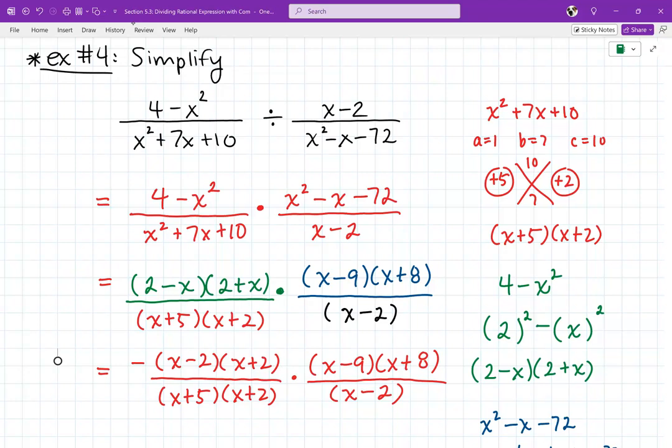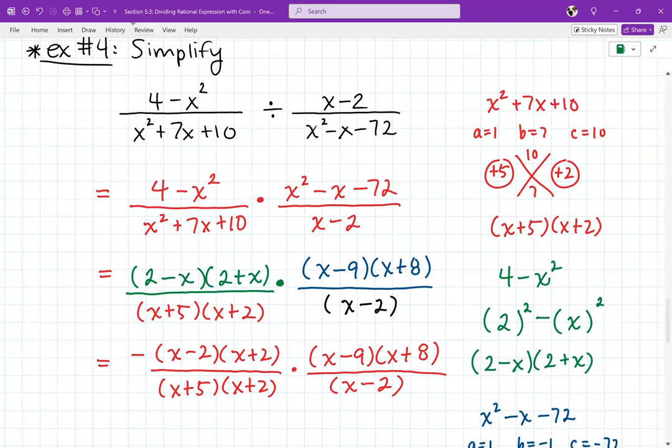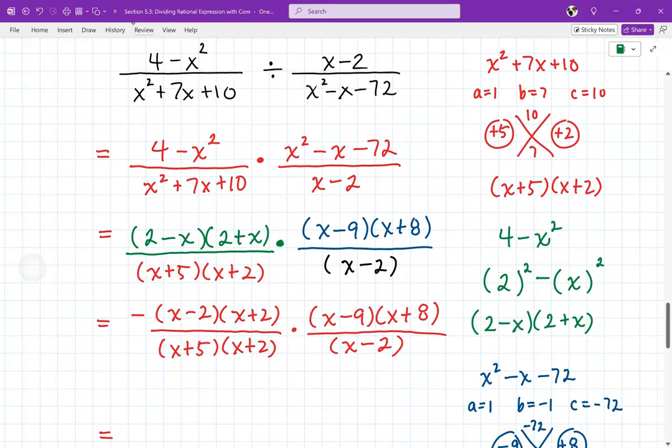So we're gonna leave the first fraction, the 4 minus x squared over 7, over x squared plus 7x plus 10. We're gonna leave it alone, and then make it times the flip portion. Okay, so we flip it. Once we flip it, we factor everything. So thankfully, everything factors the same way.